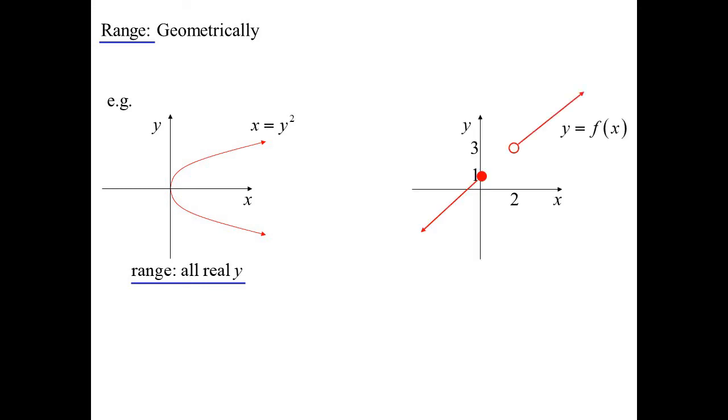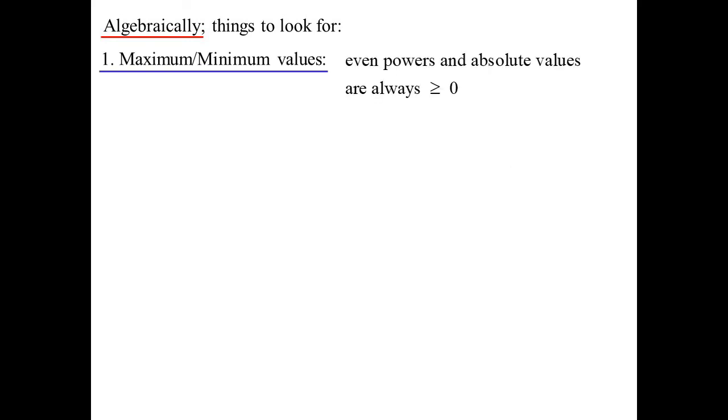There's our split function. That one will be y is less than or equal to 1 and y is greater than 3. Okay, we don't know what it looks like. What do we look for here? Maximum, minimum values. How high can the function go? How low can the function go? We know that even powers will always be positive. When you square a number, you're going to get a positive number. Similar thing with absolute values. They're always positive. Those sorts of things might restrict how high up or how far down it goes.